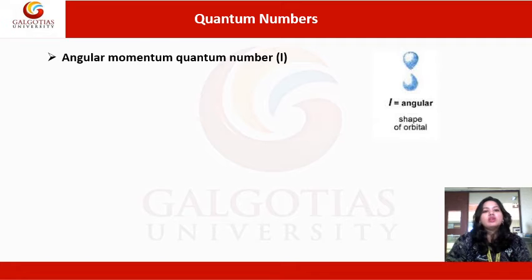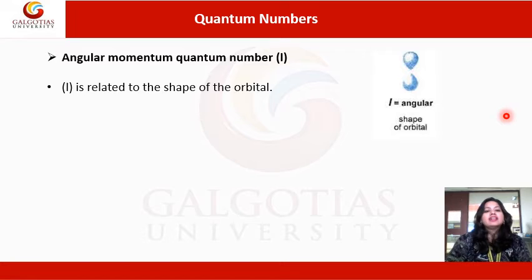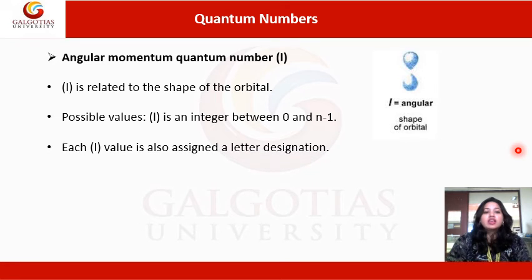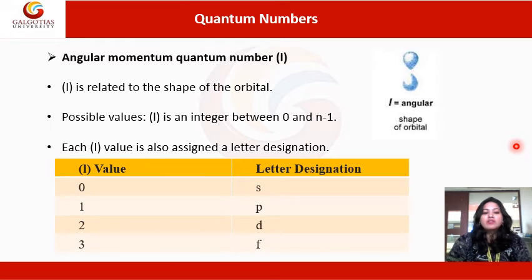Next is the angular momentum quantum number, that is L. L is related to the shape of the orbitals. The possible value of L is an integer between 0 and n minus 1. Each value is also assigned a letter designation, that is s, p, d, and f. For example, if the value of L is 0, then the letter designation is s.